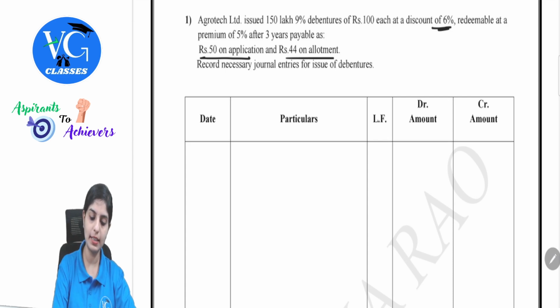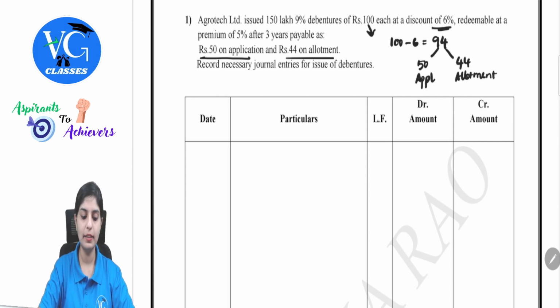Let's break this and understand. 100 each issue is happening at discount. There is a 6% discount. That means 100 minus 6 will be how much? 94. That is why you will observe 50 on application and then balance 44 on allotment because there is a discount element. Further, there is a premium on redemption at 5%.